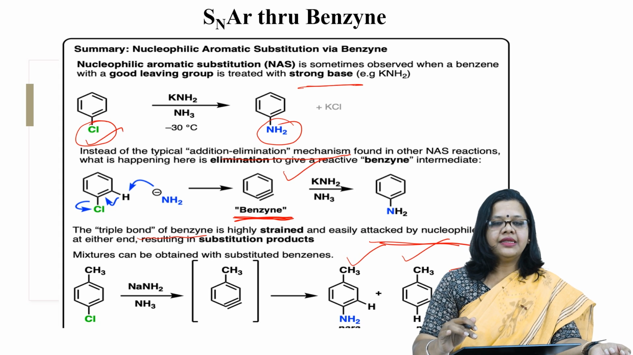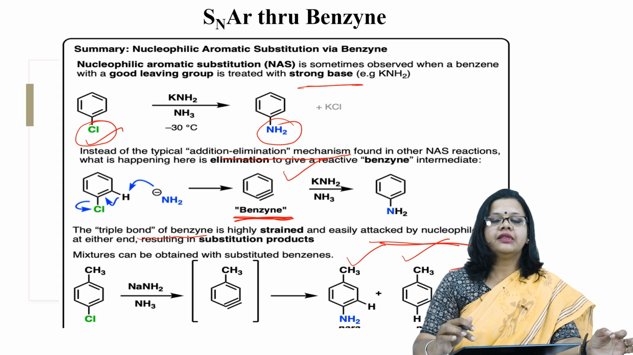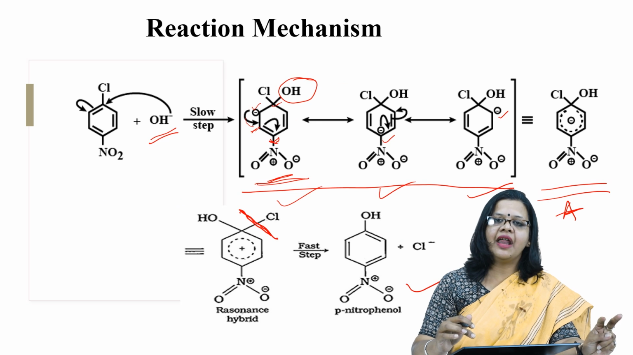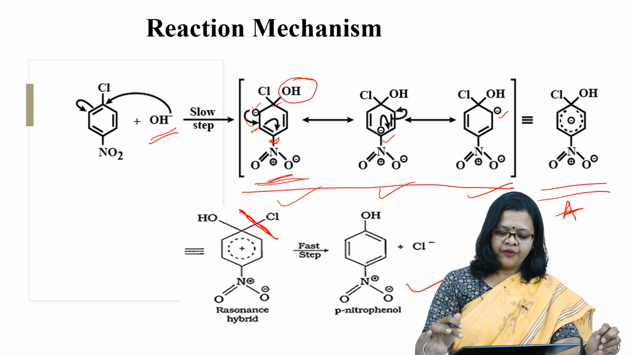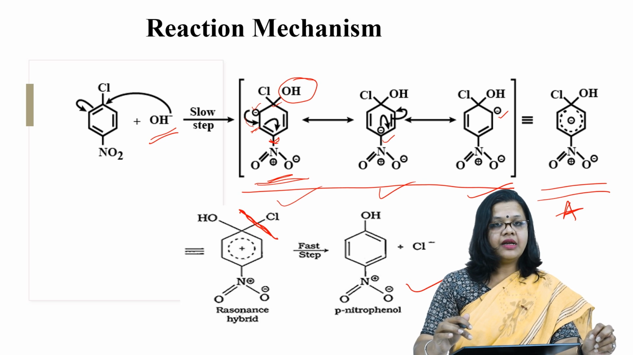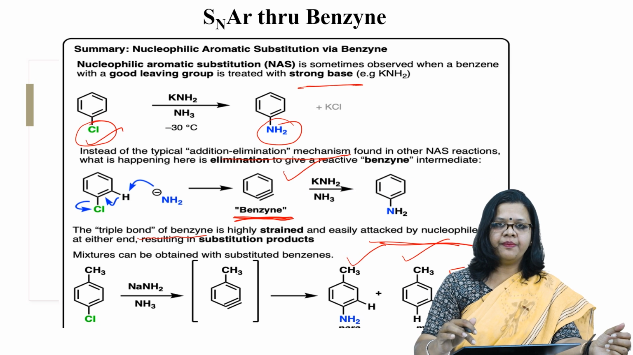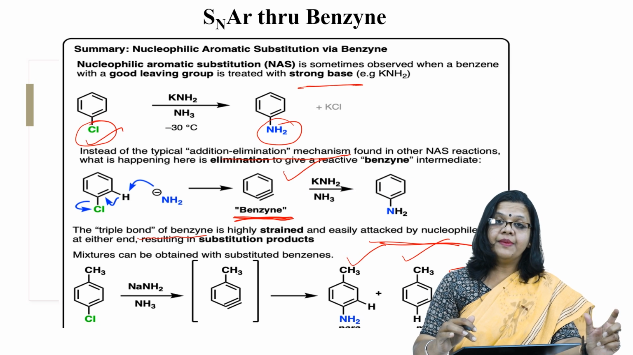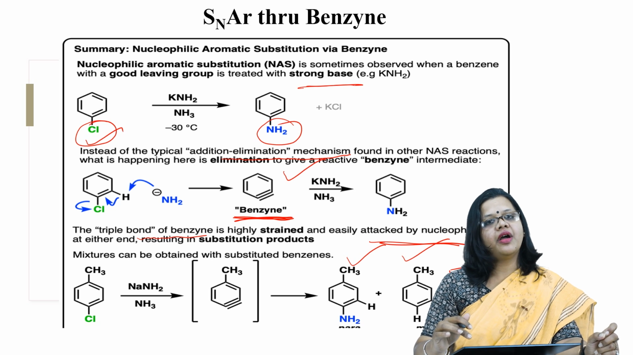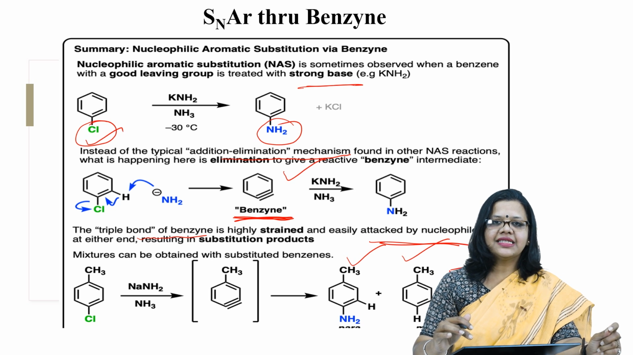So, today in this lecture we have discussed the substitution reaction in aromatic compounds, the nucleophilic substitution reaction, and we have taken two examples: formation of para-nitrophenol from para-nitrochlorobenzene, and the mechanism of benzyne formation. I hope you have understood the topic. In the next lecture, we will continue with some other important reaction mechanisms. Thank you.